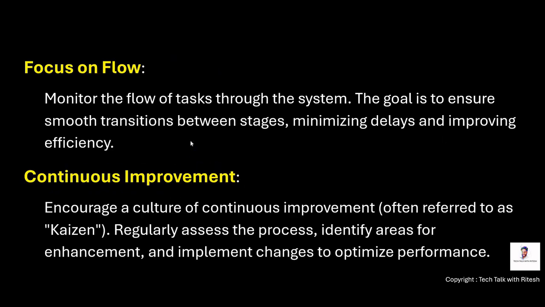Focus on flow. Monitor the flow of tasks through the system. The goal is to ensure smooth transition between stages, minimizing delays and improving efficiency. Continuous improvement: encourage a culture of continuous improvement, often referred to as Kaizen. Regularly assess the process, identify areas for enhancement, and implement changes to optimize performance.